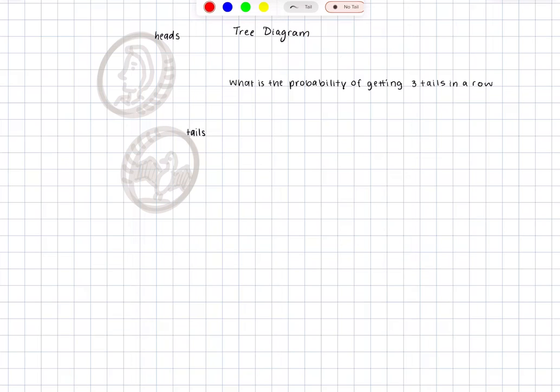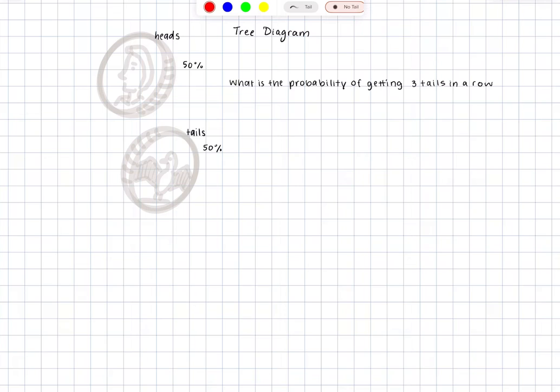Hey guys, in this video we're going to be talking about tree diagrams, and this is in terms of probability or statistics. So let's say I have a coin that has heads and tails, and the chance of getting a heads is 50%. Half the time you would get heads, and the other half you would get tails, so 50%. Now, if I were to flip the coin 3 times, what is the probability of getting 3 tails in a row? So that is our question here.